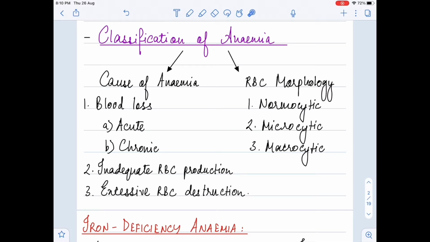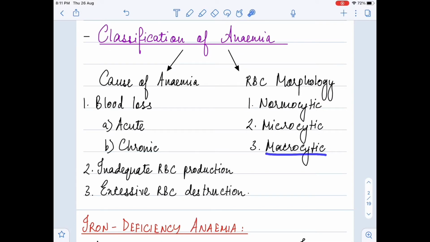Whereas in RBC morphology, we can call it normocytic if the cells are normal in size, as seen in thalassemia or hemolytic anemia. Microcytic if the cells are smaller than normal, as seen in iron deficiency, or macrocytic wherein the cells are larger in size, as seen in megaloblastic anemia.